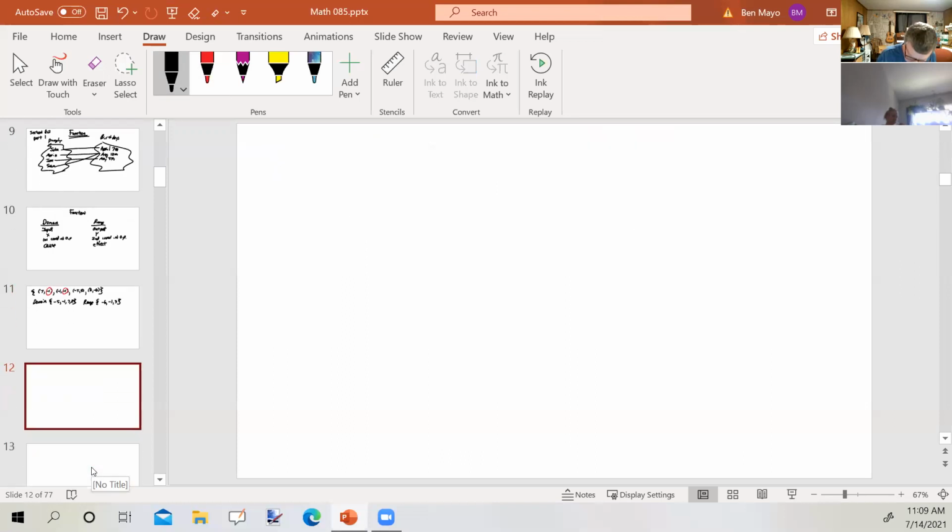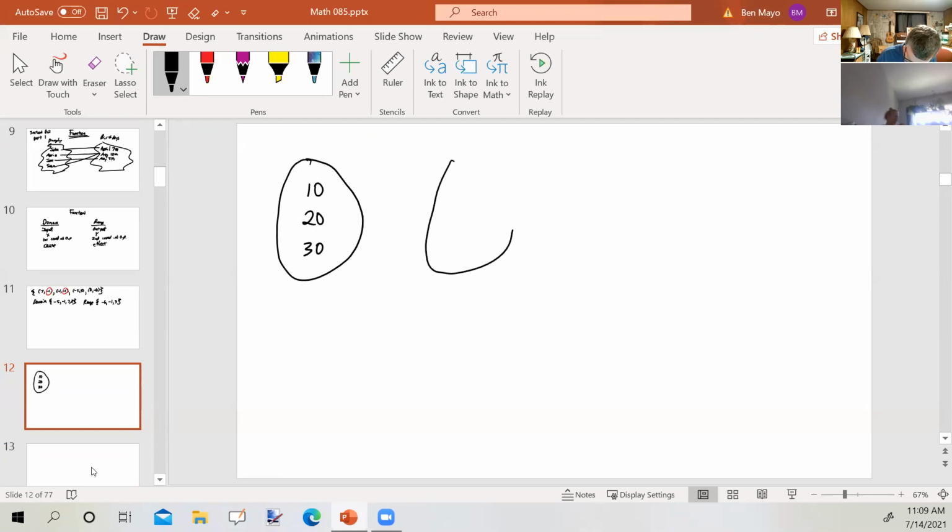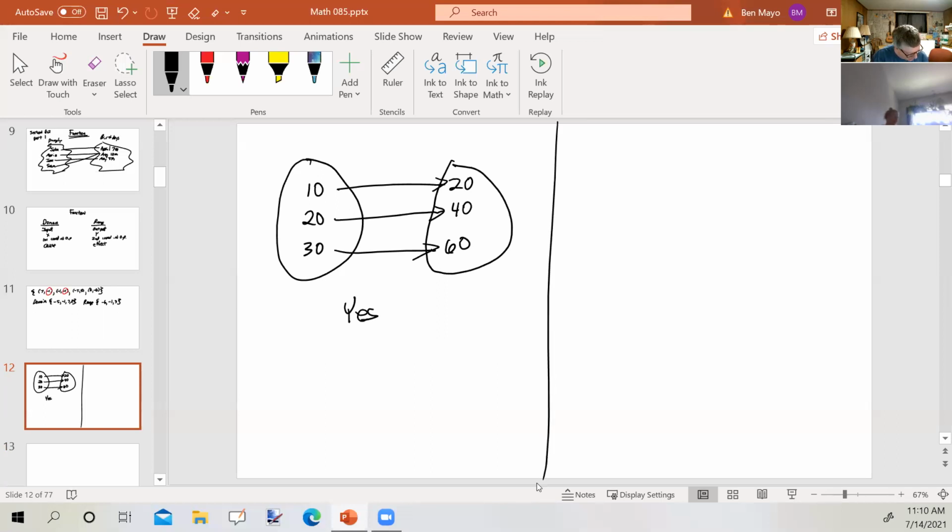Another example. 10, 20, 30 and 20, 40, 60. In these examples, the domain is always on the left and the range is always on the right. Does this mapping describe a function? Does each input go to exactly one output? So function or not? Anybody? All right, fine. Yes, it is a function. Each input goes to exactly one output.